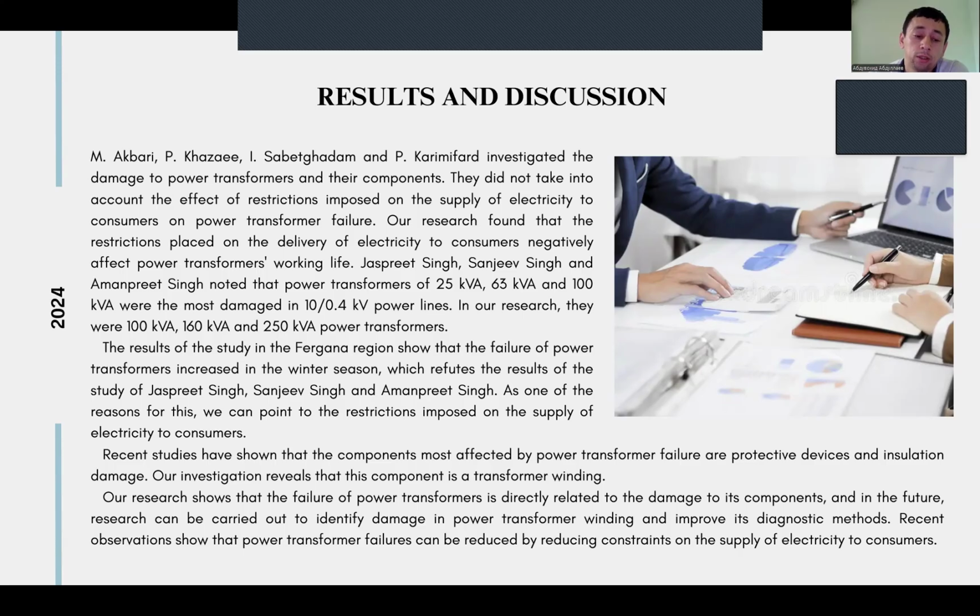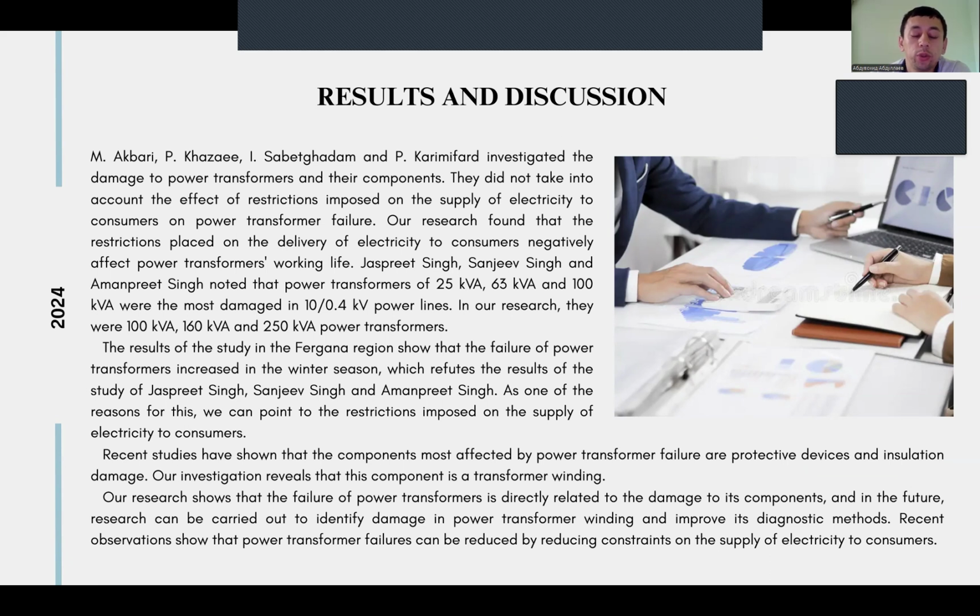Recent studies have shown that the components most affected by power transformer failure are protective devices and insulation damage. But our investigation reveals that this component is the transformer winding. Our research shows that the failure of power transformers is directly related to the damage to its components. In the future, research can be carried out to identify damage in power transformer winding and improve its diagnostic method.